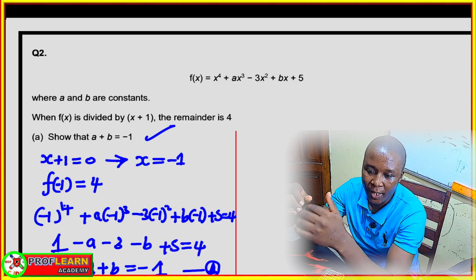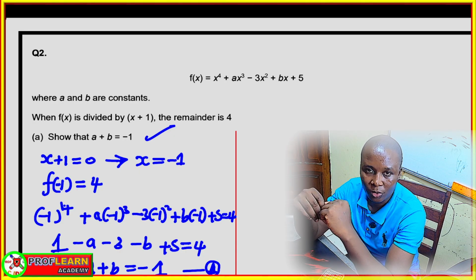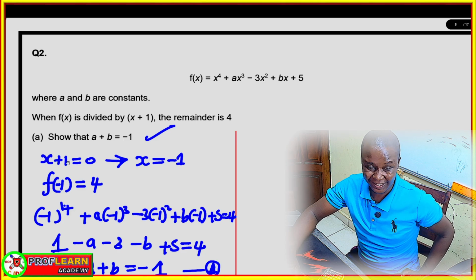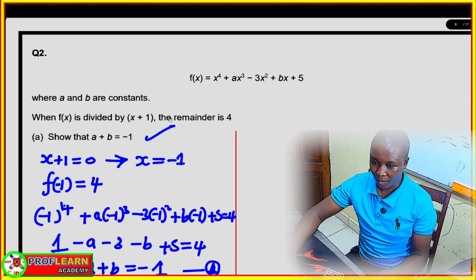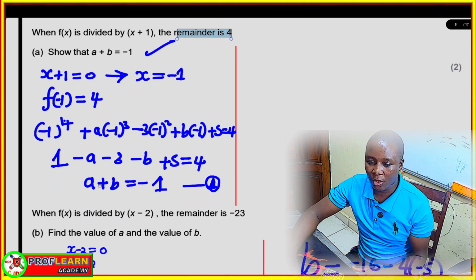When f of x is divided by x plus 1, it means the remainder is going to be 4. So ideally, what you are going to do in this case, you are going to take x plus 1, you equate it to 0, you make x the subject, x is equal to -1. Then you substitute in this function. Anywhere you have x, you replace with -1. Once you do that, you'll say that should be equal to 4 because you are told the remainder is that. So having done that, you are going to have the expression a plus b is equal to -1.